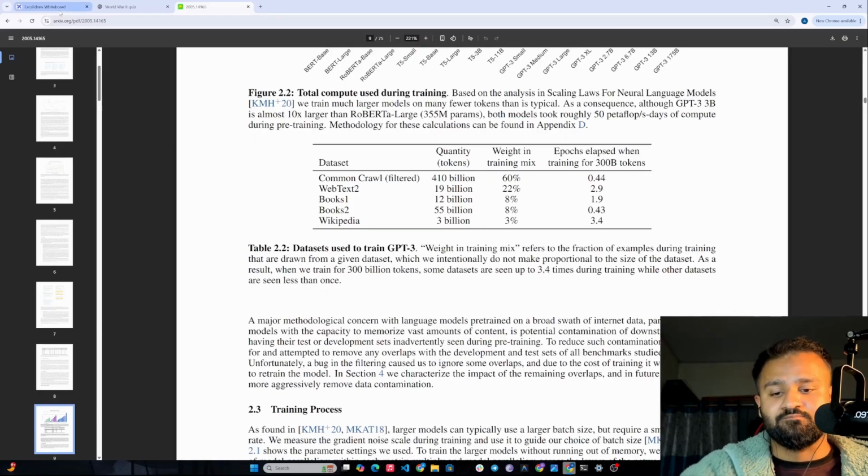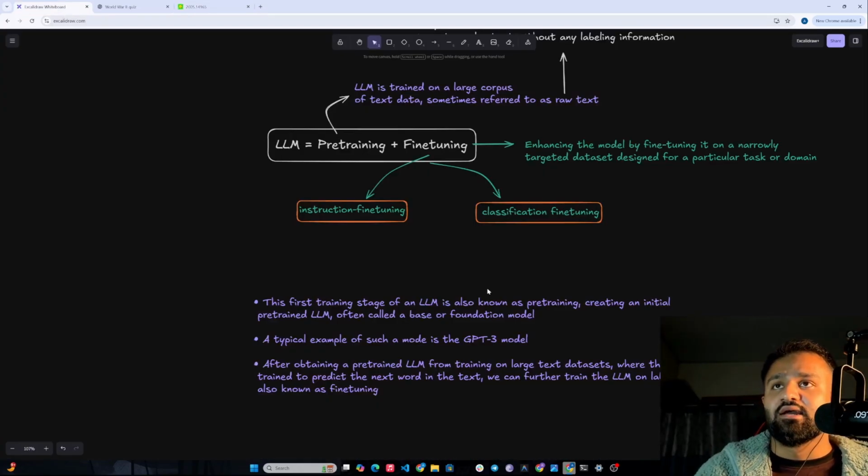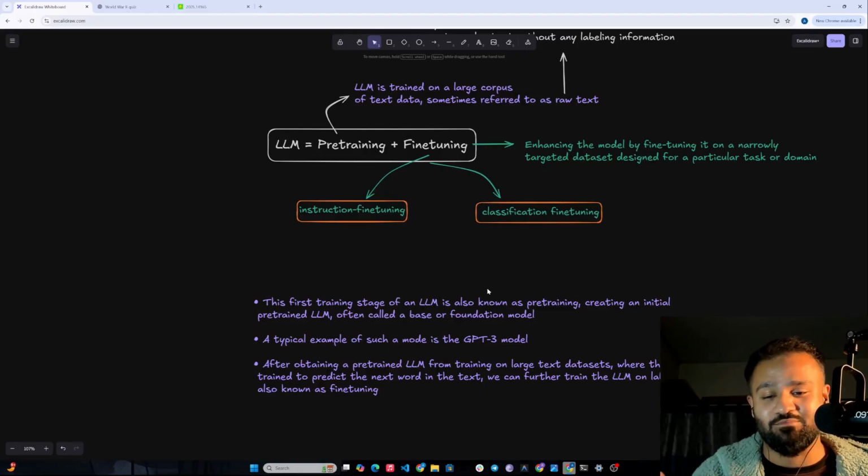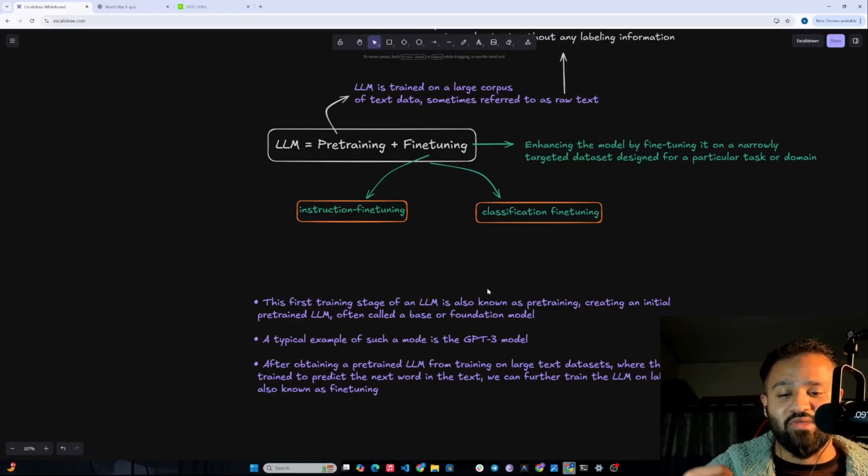Just think, if one sentence is equal to 100 words, that would be 300 billion sentences, and that is more reading than a human could ever do in hundreds of lifetimes. That is why we call LLMs intelligent, because their training data covers everything.